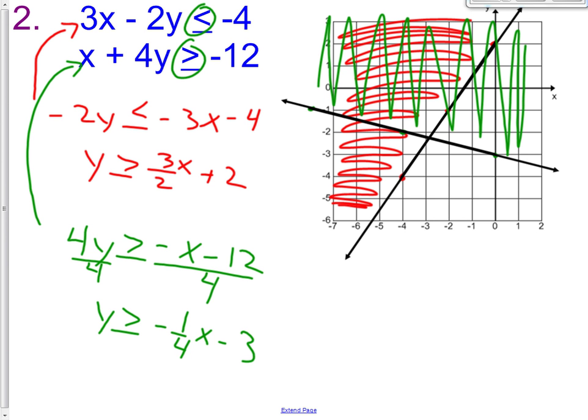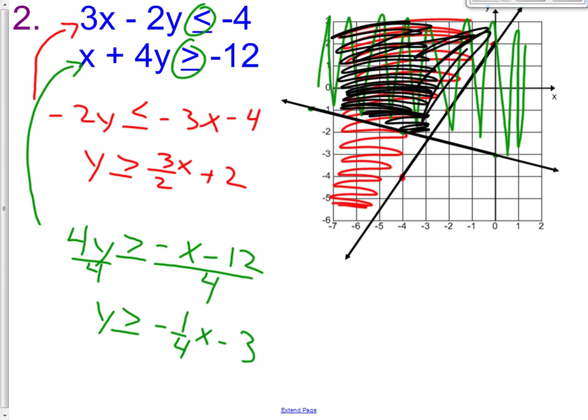So we have both of these, and the common shading where both of them exist, where the green and the red exist together, that's going to be our solution. That's what I wanted you to make extremely, extremely dark. So make sure that you let me know what your answer is with no doubt in either of our minds as far as what you shaded.